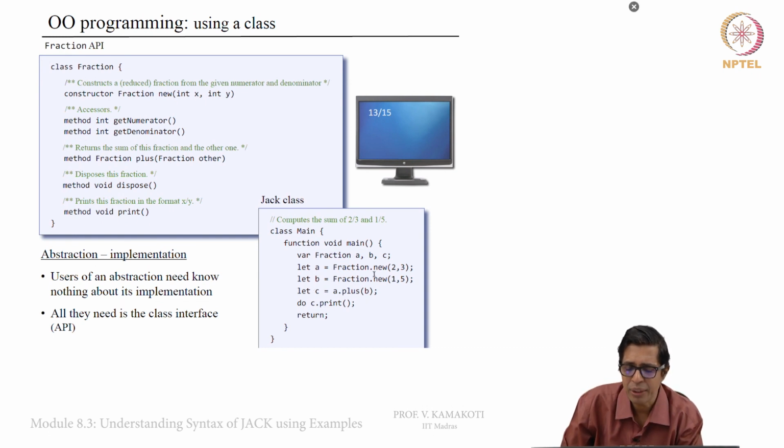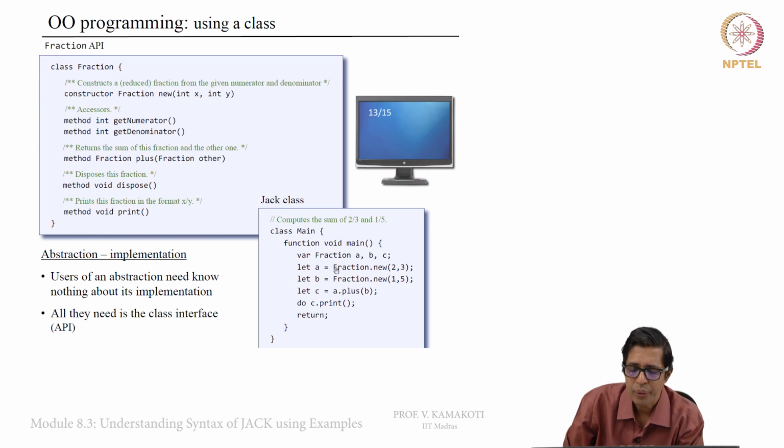Now, I say let A equal to Fraction.new(2, 3). Fraction.new will construct the fraction given. So, A is of the type fraction, and I am initializing A to Fraction.new(2, 3), so A will be 2 by 3. Similarly, I am initializing let B equal to Fraction.new(1, 5). So, B will be 1 by 5.